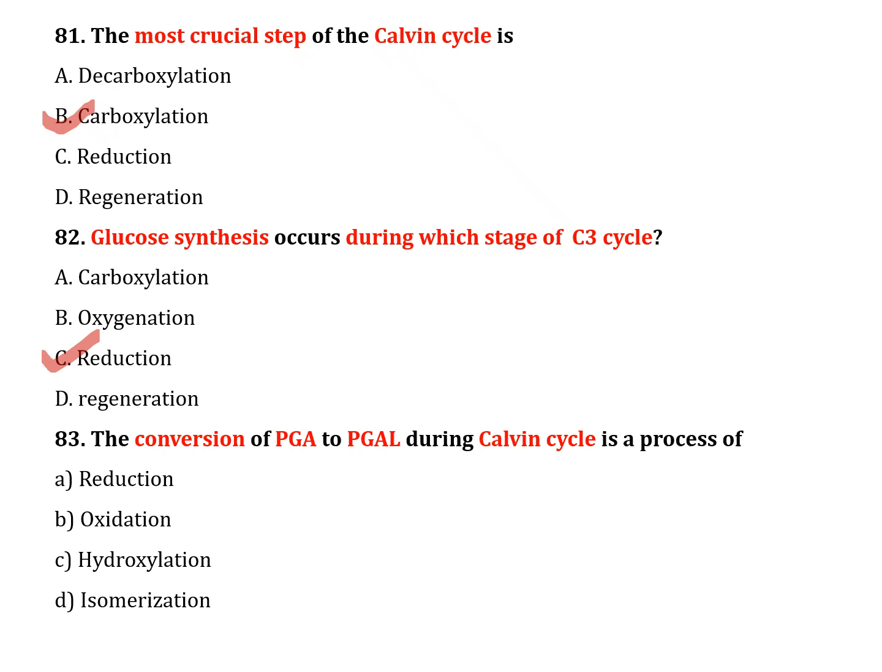The next question, number 83. The conversion of PGA to PGAL during the Calvin cycle is a process of: option A, reduction; option B, oxidation; option C, hydroxylation; option D, isomerization. The correct answer is option A, reduction.